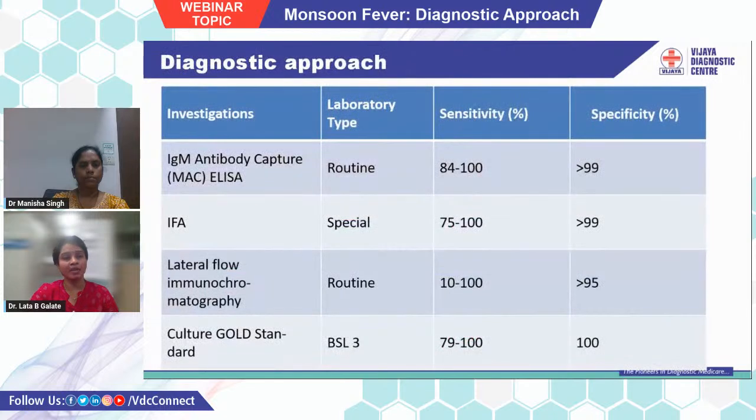So the patient presents, mostly in the case of chikungunya, with crippling joint pain, fever, myalgia, nausea, and vomiting. One can avail an array of diagnostic tests, wherein one can prescribe a rapid diagnostic test, that is a lateral flow immunochromatography with a sensitivity of 100% and specificity of 95%. MAC-ELISA is the most advisable and preferred test with a sensitivity of 100% and specificity of almost more than 99%.